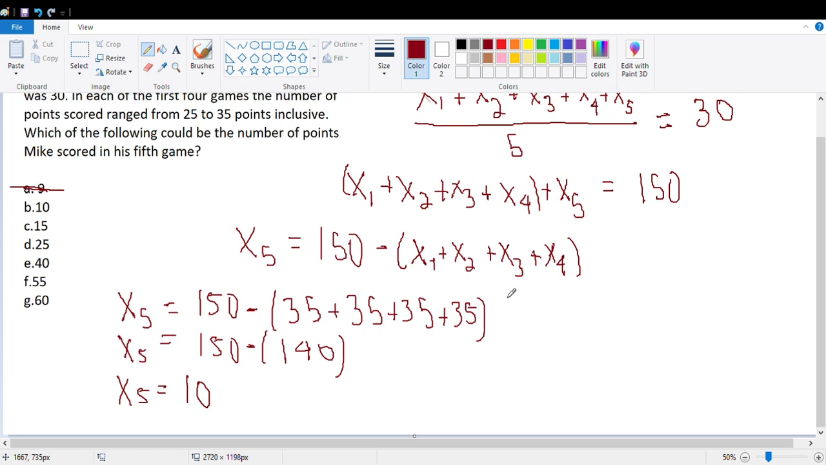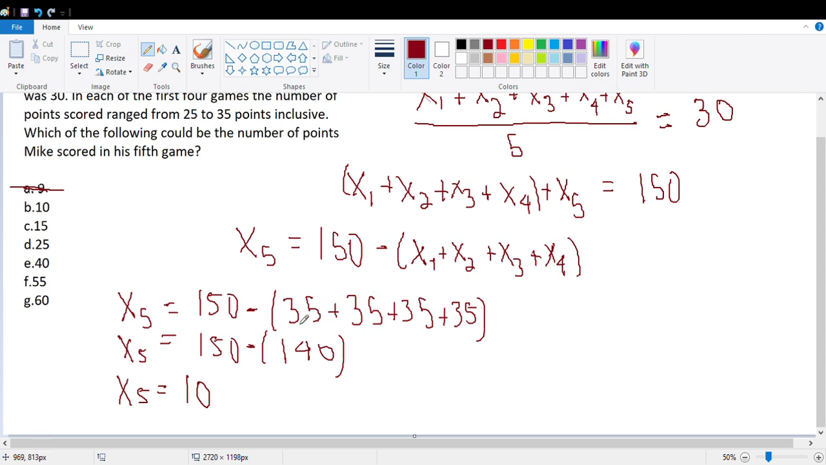Let's find out when x5 will be its highest possible value. The highest possible value that x5 could be is when this sum here is lowest, because then we're subtracting the smallest possible number from 150 and therefore getting the largest possible value of x5. And what is the smallest possible number that x1 plus x2 plus x3 plus x4 could be? Well, it's when in each of these games Mike scored the lowest possible value of points, which is 25.